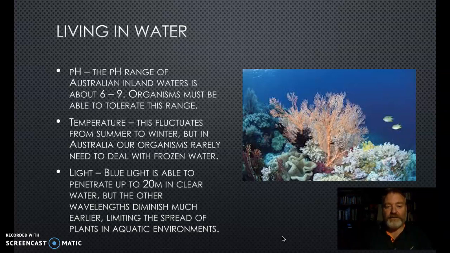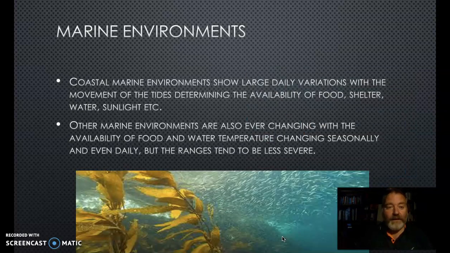And of course, light's very important. And light needs to be able to penetrate for plants to photosynthesize and bacteria to photosynthesize. And blue light can actually penetrate to about 20 meters if you've got very clear water. But all other wavelengths diminish quite quickly, which of course means you don't have those photosynthetic organisms at the base of your food chain. And this limits all other life as well. And so we see some really quite interesting adaptations to living below 20 meters.